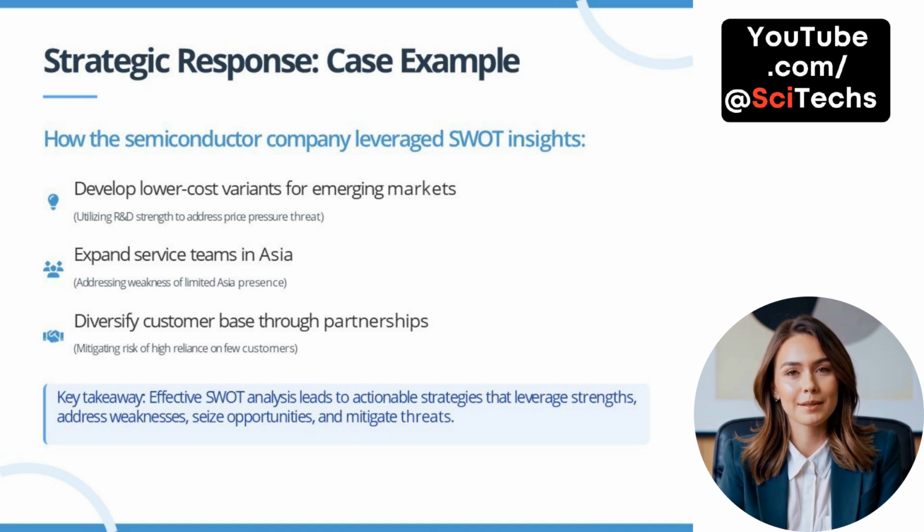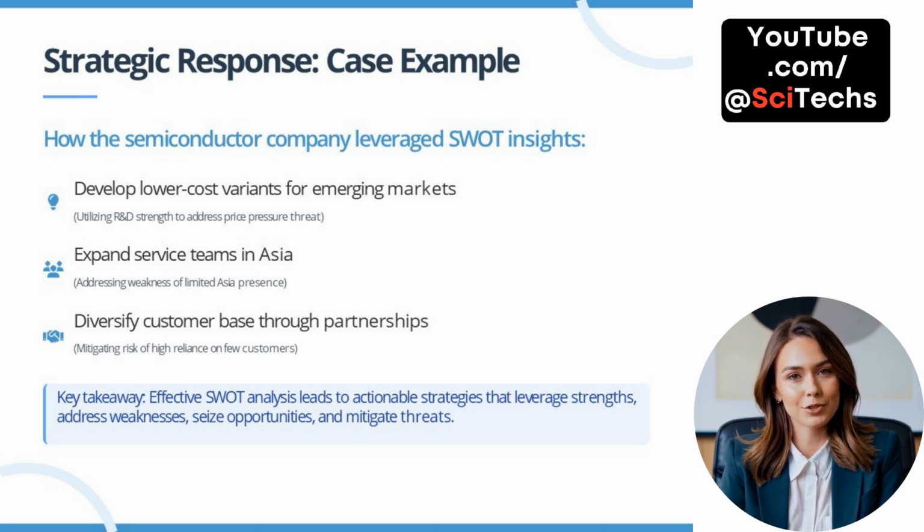Strategic response. Case example. Based on the SWOT analysis, the semiconductor equipment manufacturer developed a series of targeted strategies. To address the threat of price pressure from low-cost competitors, they leveraged their R&D strength to create lower-cost equipment variants tailored for emerging markets. This SO strategy combined a core strength with a clear opportunity. To overcome the weakness of limited service presence in Asia, they expanded their service teams across key locations, improving customer support and responsiveness. This is a classic WO strategy, turning a weakness into a growth enabler.